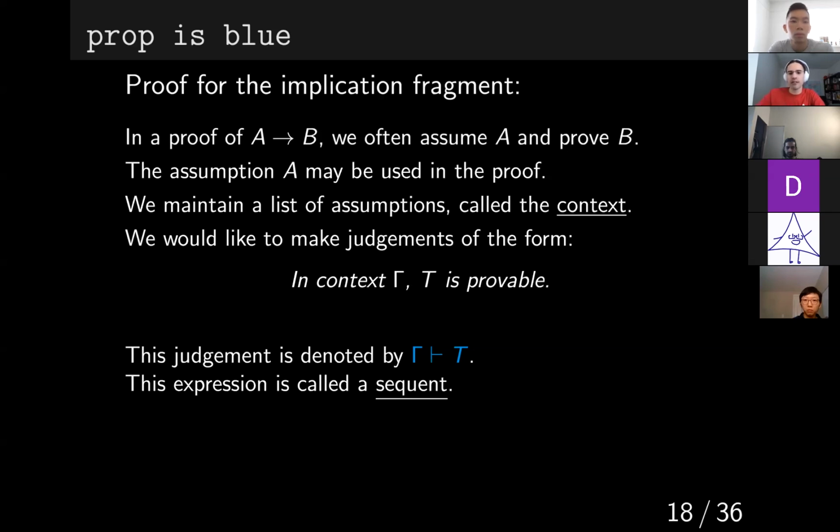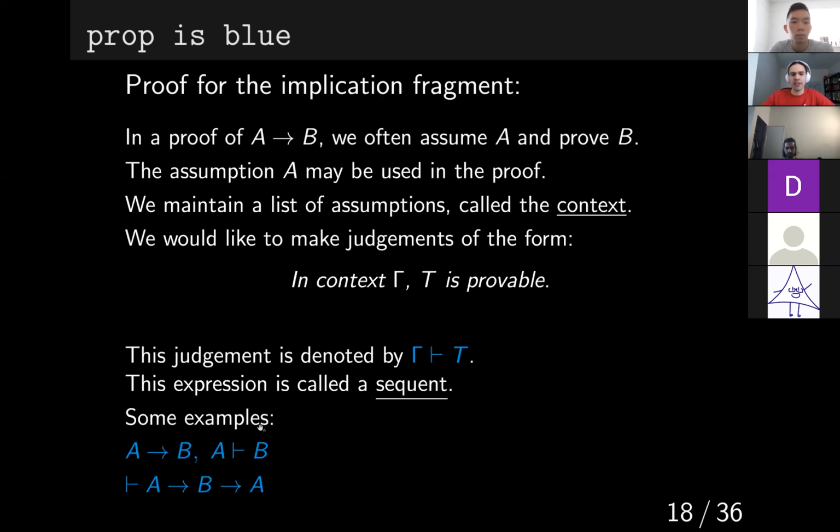Any questions? Right. So the short form is that when you see a symbol like this, that expression denotes the statement: in context gamma, T is provable.